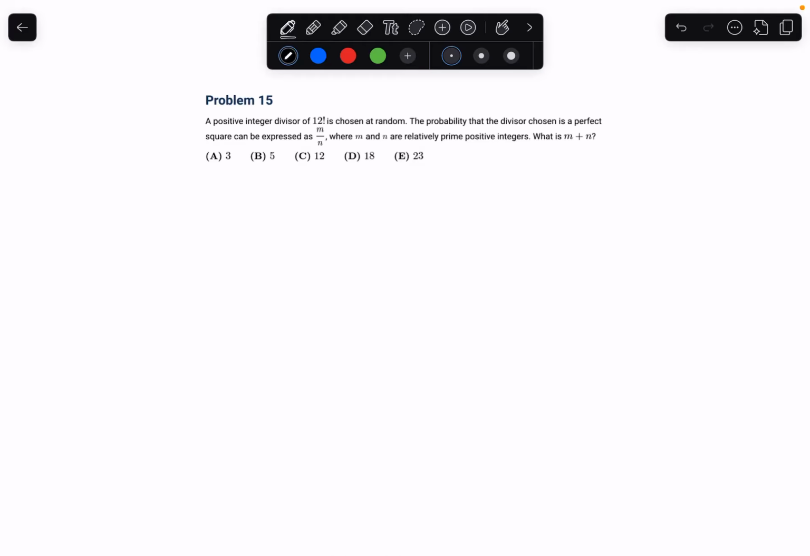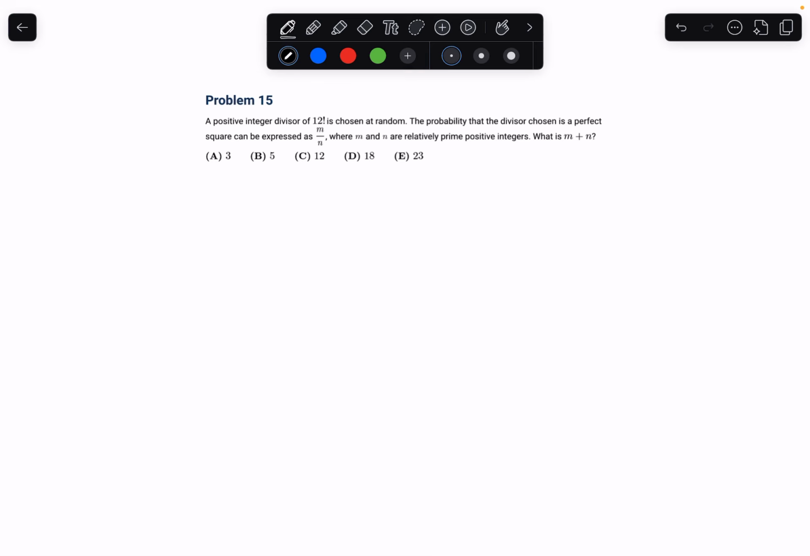This is 2020 AMC 10A problem number 15. A positive integer divisor of 12 factorial is chosen at random. The probability that the divisor chosen is a perfect square can be expressed as m over n, where m and n are relatively prime positive integers. What is m plus n? A 3, B 5, C 12, D 18, E 23.